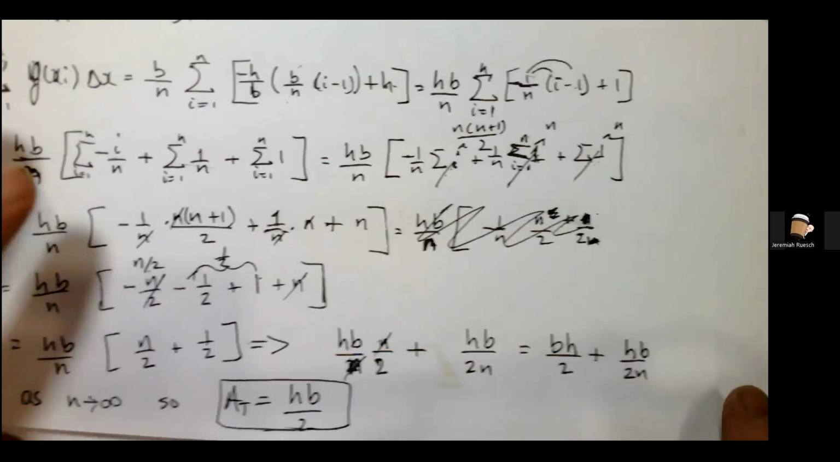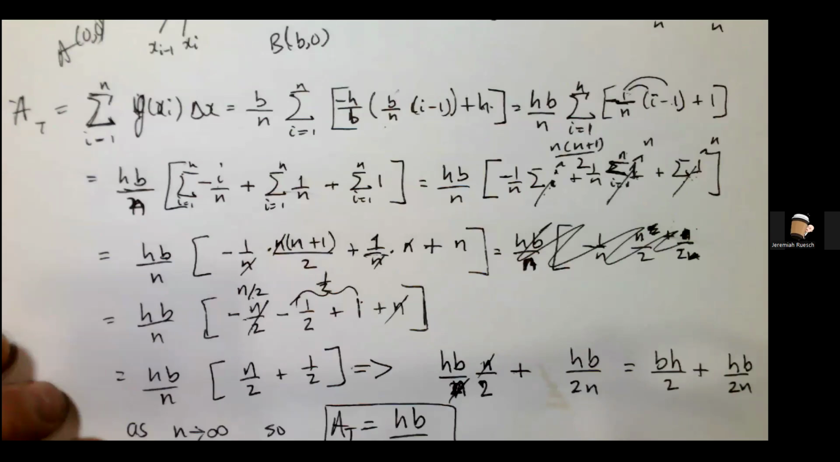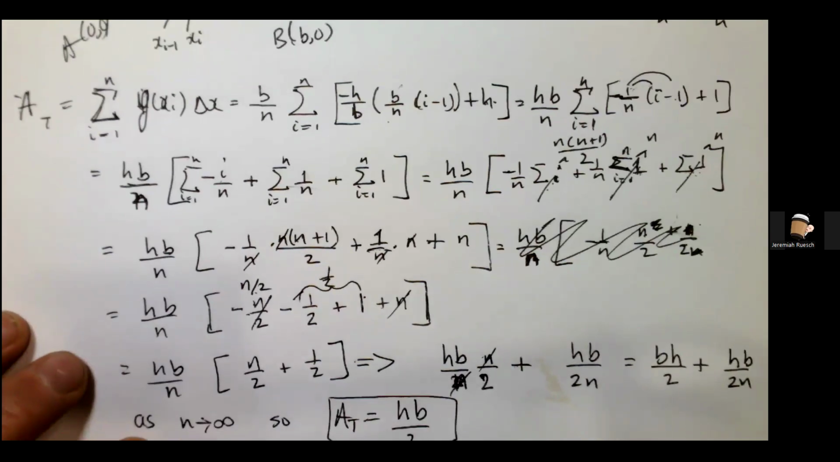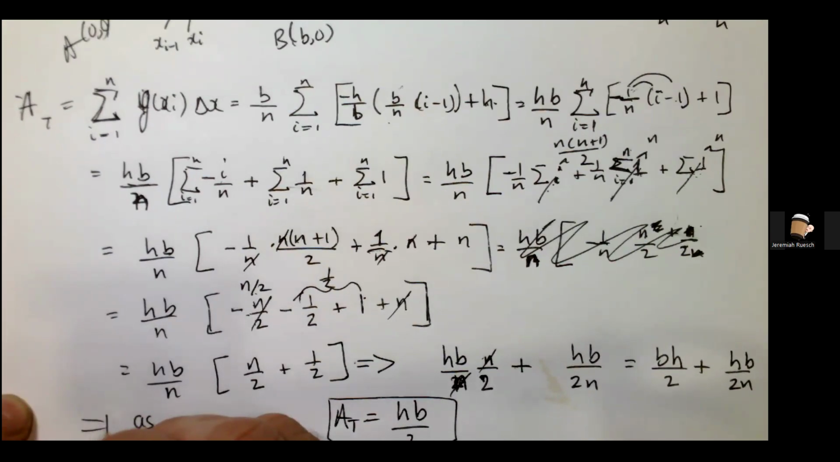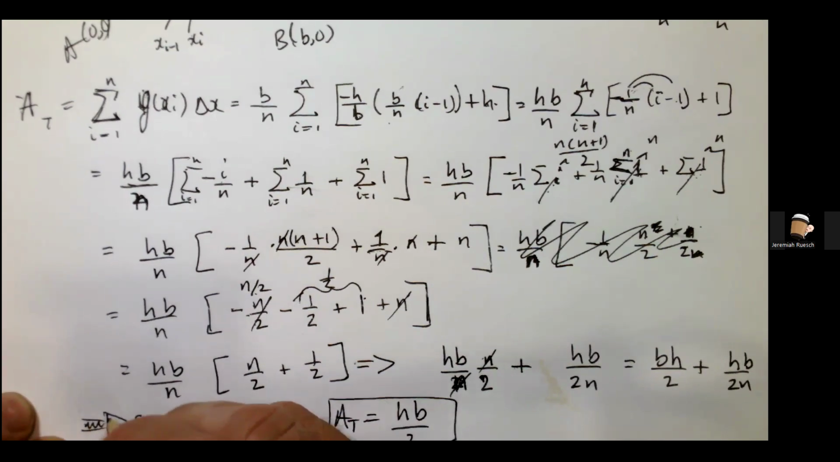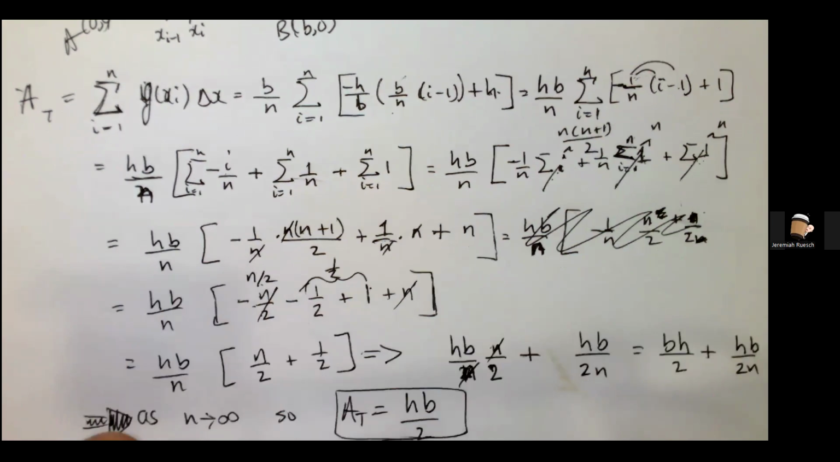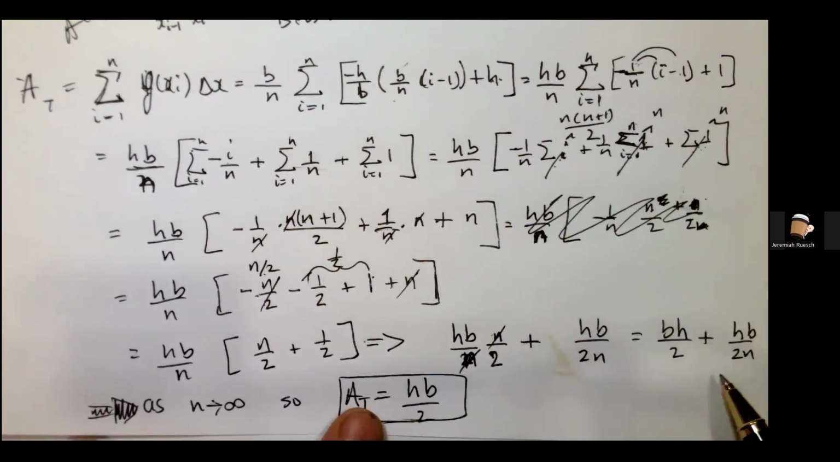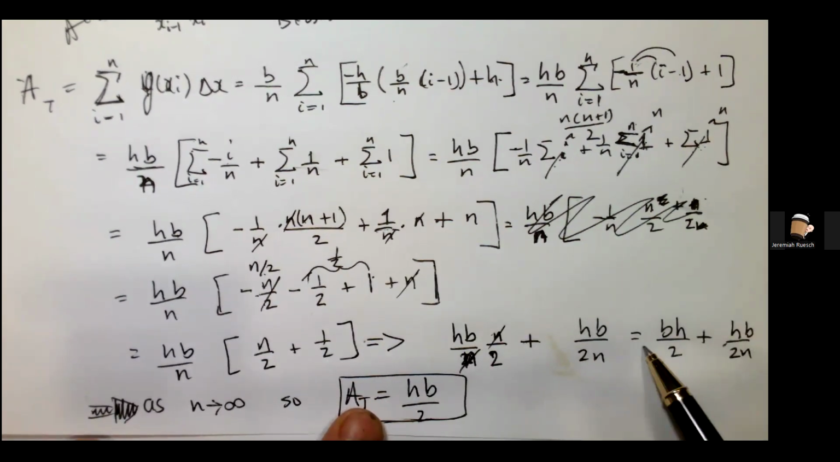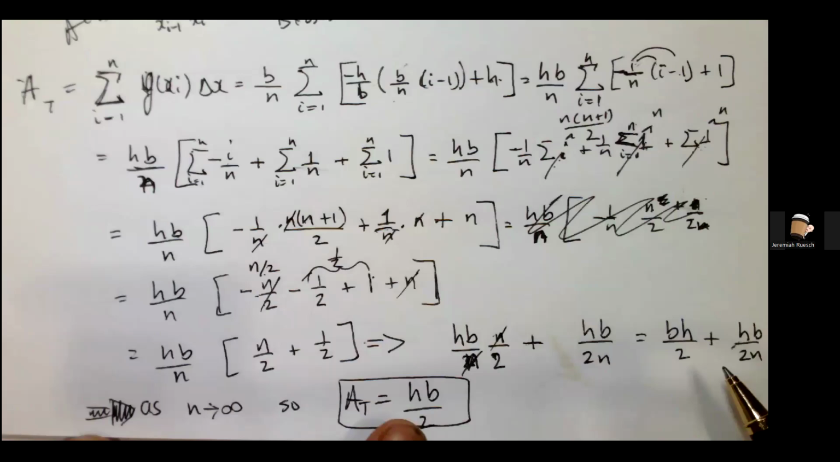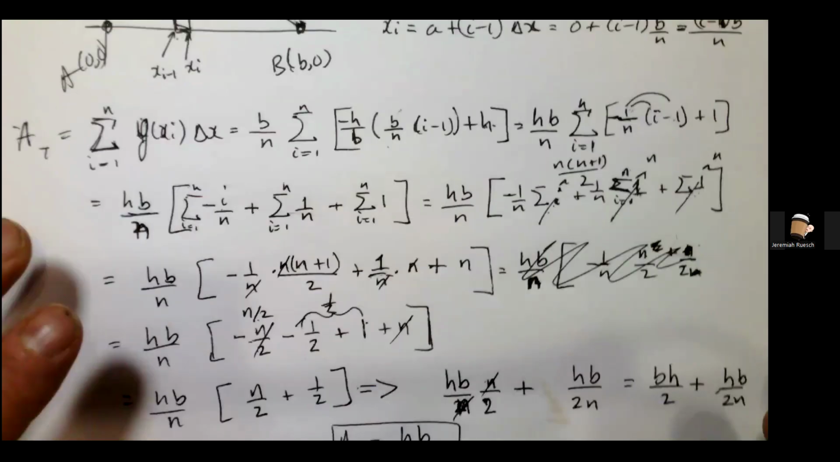And then when I let n go to infinity, when n finally gets to infinity, we'll have the exact area again. We recover the exact area, and so this term will go to 0, leaving only this term left, which is the area of the triangle.